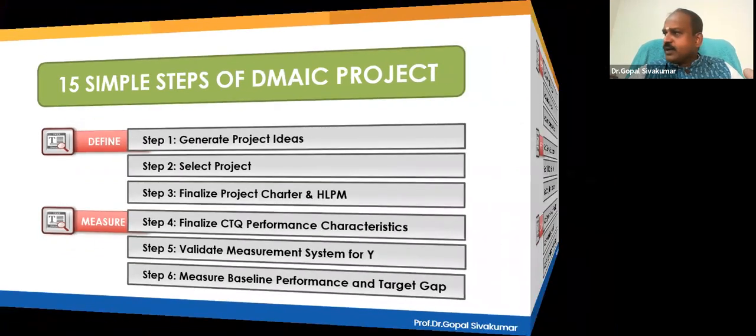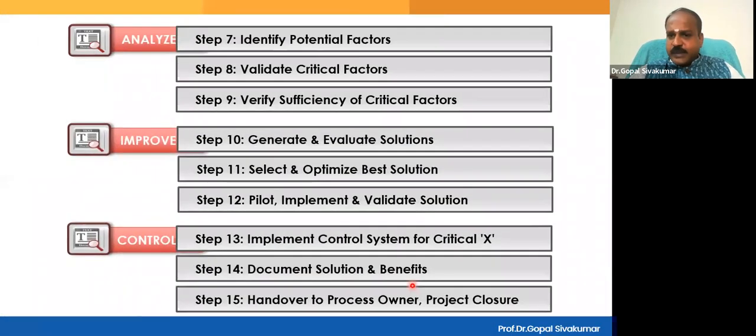I'm not going to read out all those things in the interest of time. Then analyze phase, there are 3 steps. Improve phase, there are 3 steps. Finally, control phase. Look at the last step. You are now going to document the solution. And you are going to hand over the process back to the process owner. And you will announce the closure and celebrate the success.